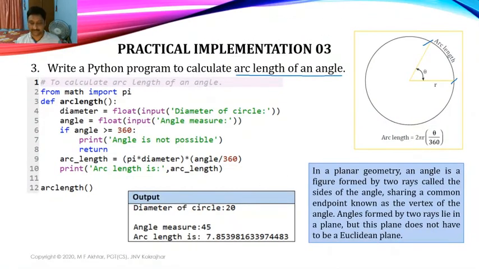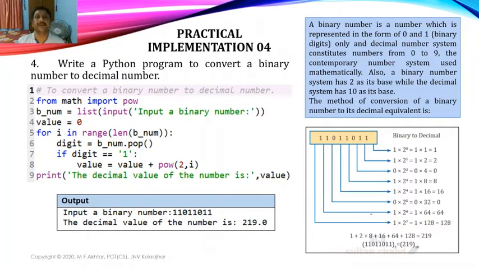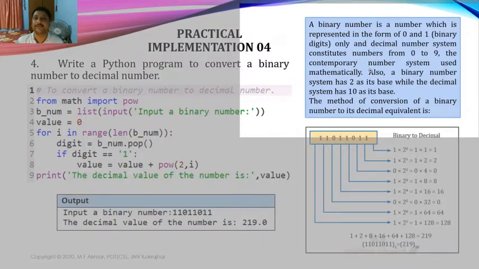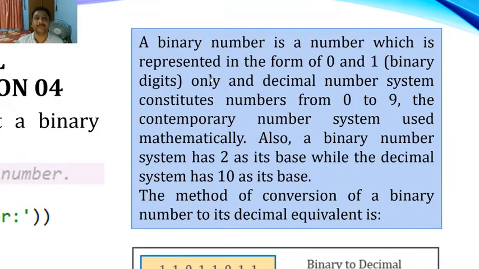Okay, some other implementation is also given here. We are converting a binary number here. The program will accept a binary number and convert it into a decimal value. What is a binary number? We already know that it is a number like 010101.